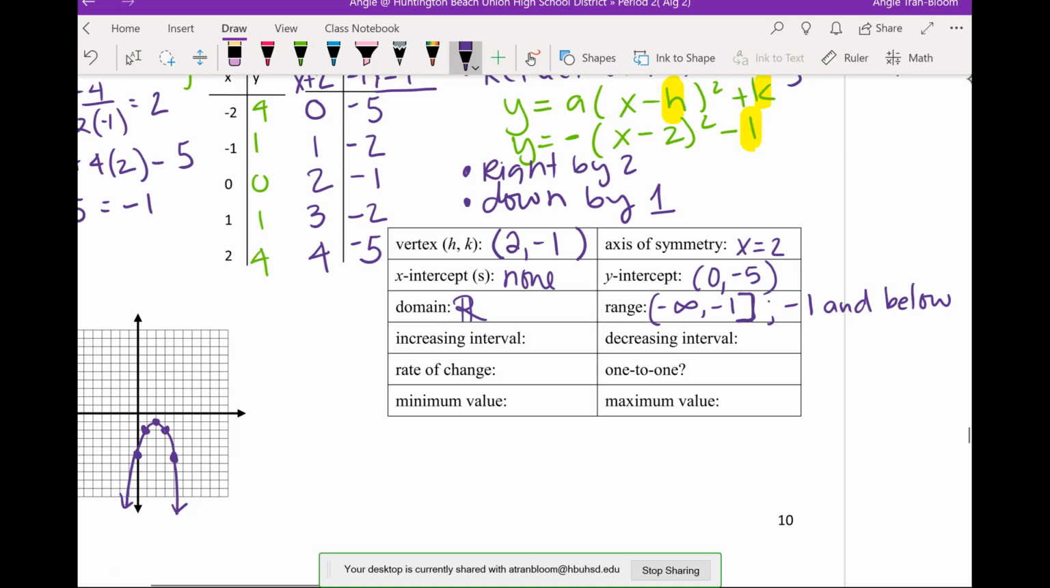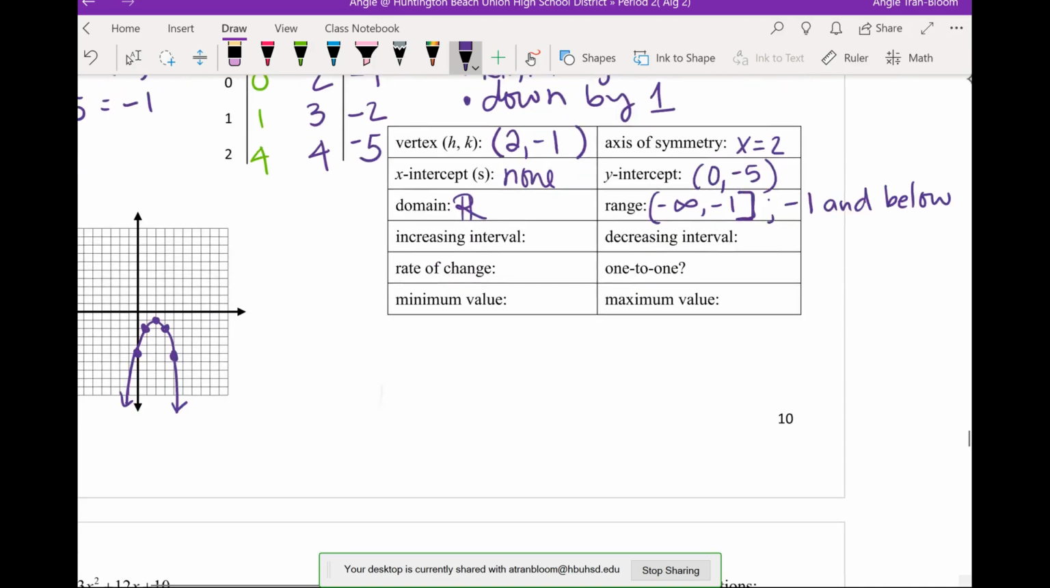Okay? Increasing interval. Increasing interval from where to where? From negative infinity all the way to 2. Remember, the axis of symmetry is where it breaks off. Stop. Decreasing. Very good.